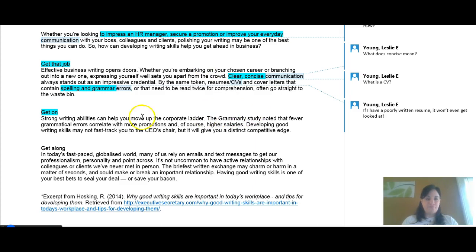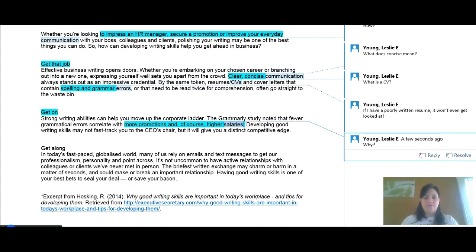All right, so we have more promotions and higher salaries, and that's really important to me because, of course, that's what everybody wants. So it's interesting that writing skills can give you that, but I don't really understand why, so I'm going to make that note. Why would good writing skills equate to that? Why not your education or how good you are at your job?